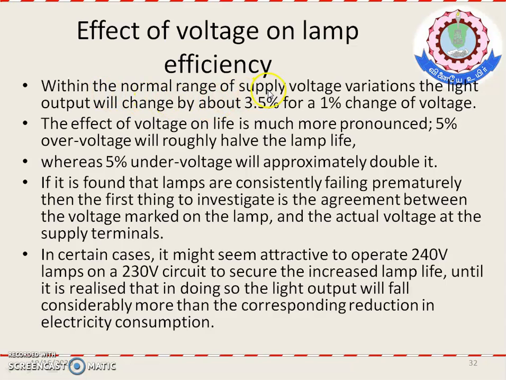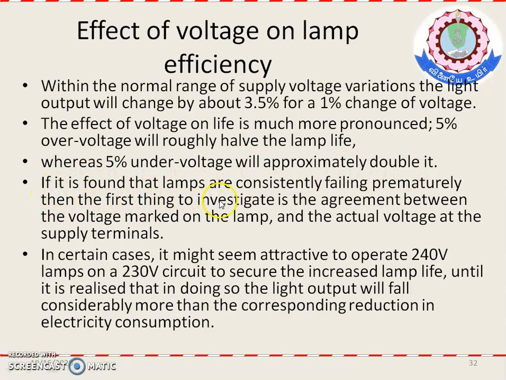Within the normal range of supply voltage variation, the light output will change about 3.52% for 1% change in voltage. The effect of voltage on life is much more pronounced. That is, 5% overvoltage will roughly halve the lamp life, whereas 5% undervoltage will approximately increase the life to double.